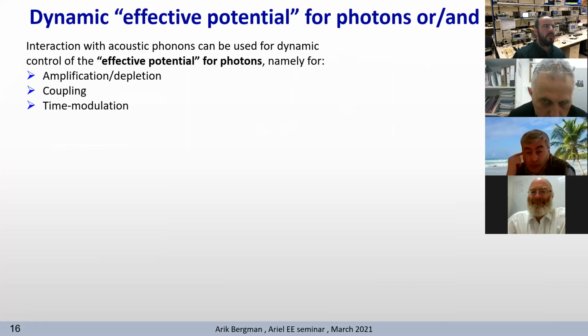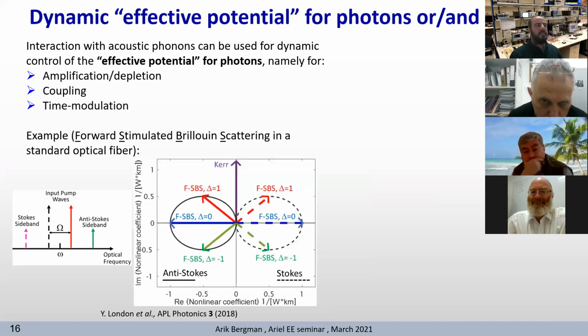Interaction with acoustic phonons can be used for dynamic control of the effective potential for photons, namely for amplification or depletion, coupling, and time modulation of a chosen set of spectral or spatial optical modes. I think that what stands behind these words is best captured in the following phasor diagram.